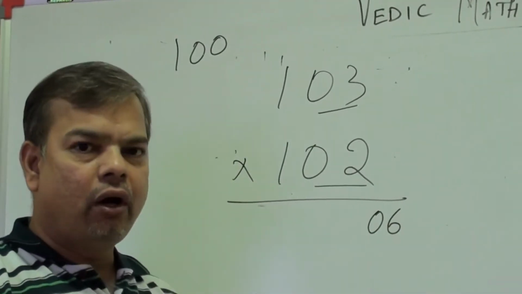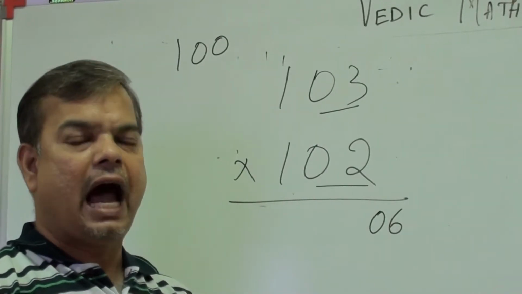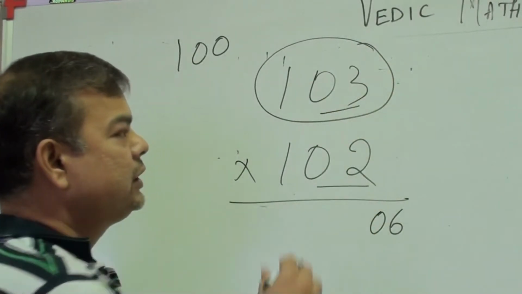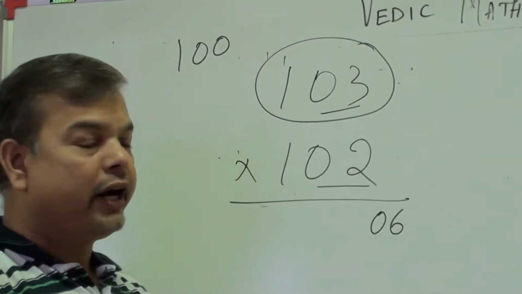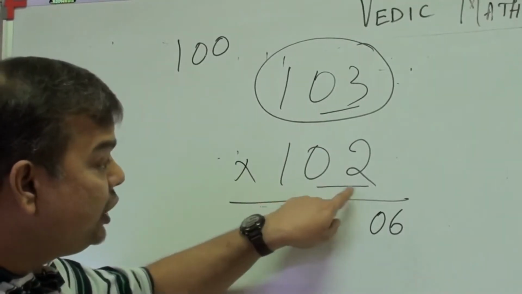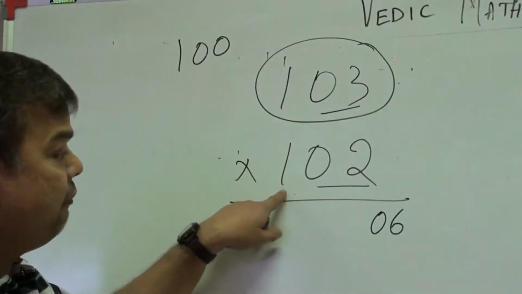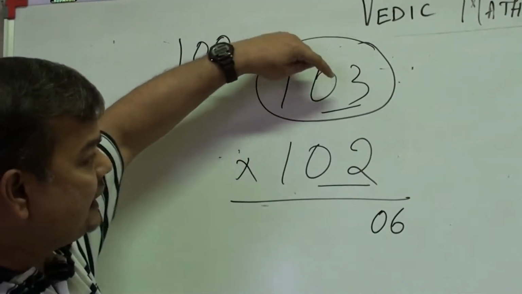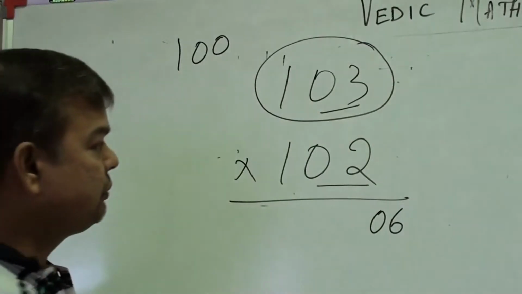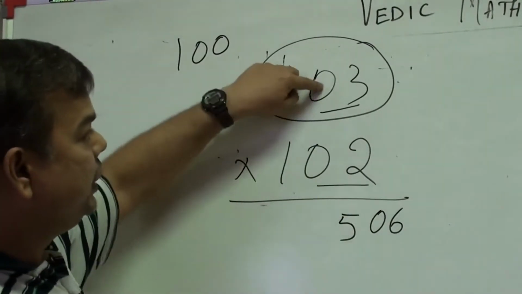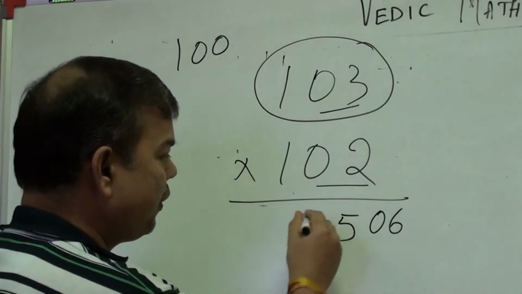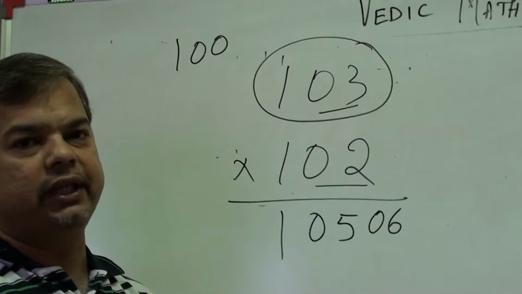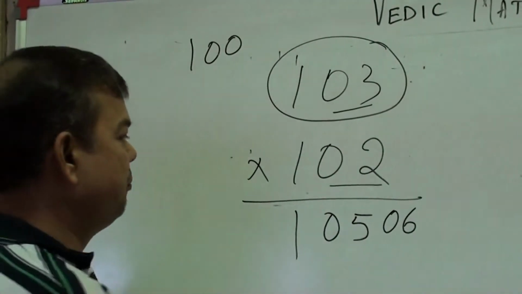After that, my job of multiplication is over. I am going to do cross addition. So for cross addition, I will select this 103 completely. What I am going to do is add only 02. Don't make a mistake of adding 1 also. Only 02 to this whole number. So let's see. 3 plus 2, that is 5. 0 plus 0, so it's 0. And 1 as it is. So your answer is 10506. Let us take another example.